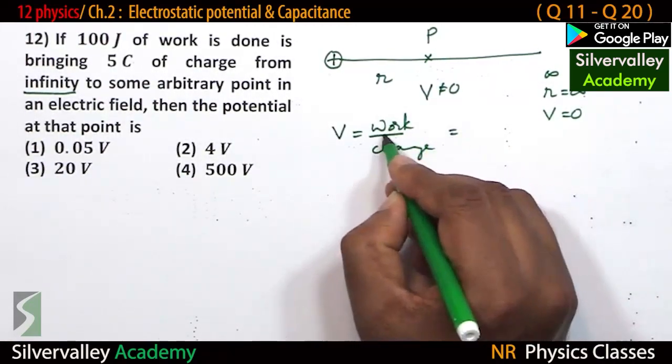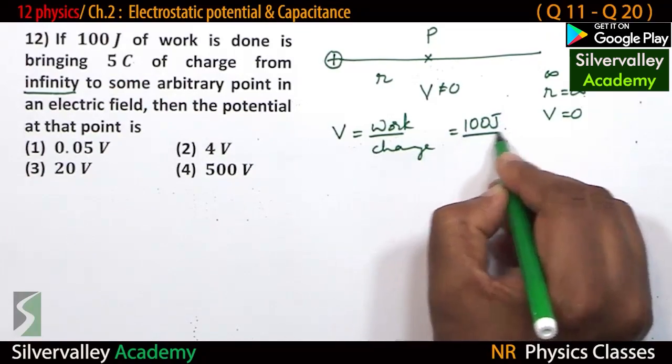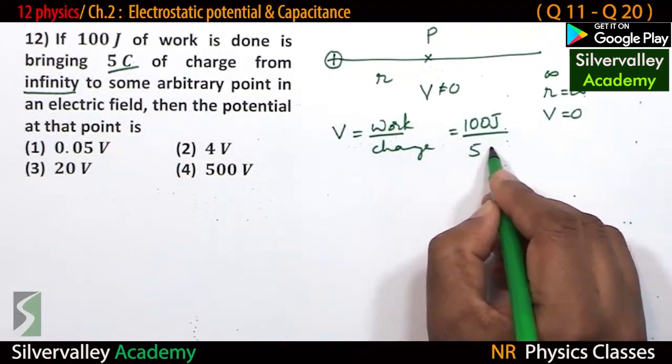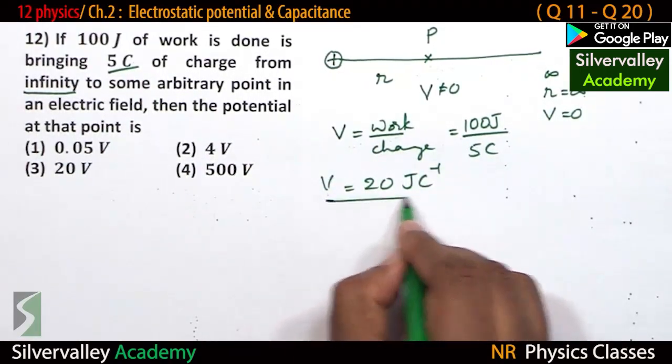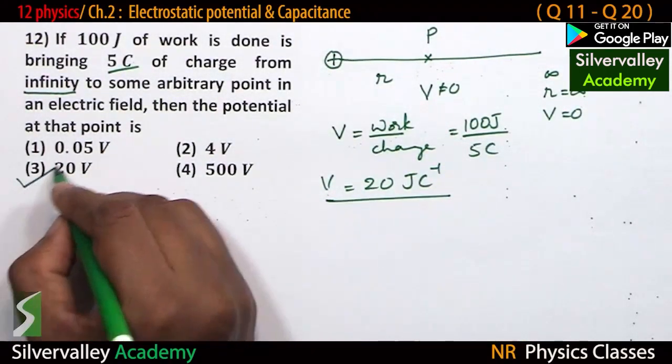Work is 100 joule, charge is 5 coulomb, so it is 20 joule per coulomb. It is V, 20 volt.